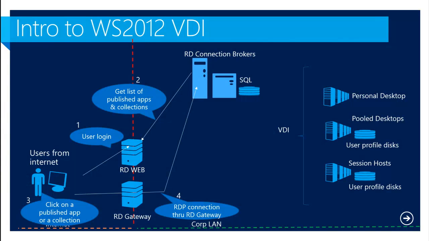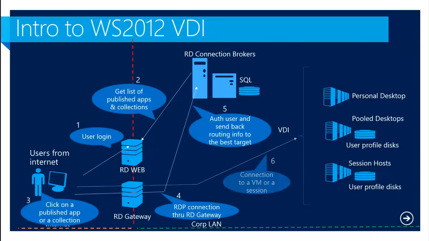And the connection goes through the RD gateway. So the RD gateway is acting as a proxy, and it's only letting RDP traffic go through, and it proxies to the broker again. The user is identified by the broker, and the broker looks up to see what is the best target for this user and sends a blob back to the RDP client on the internet side, and the RDP client initiates another connection, again through the gateway, that is proxied to the final target. That's the gist of connection from the internet.